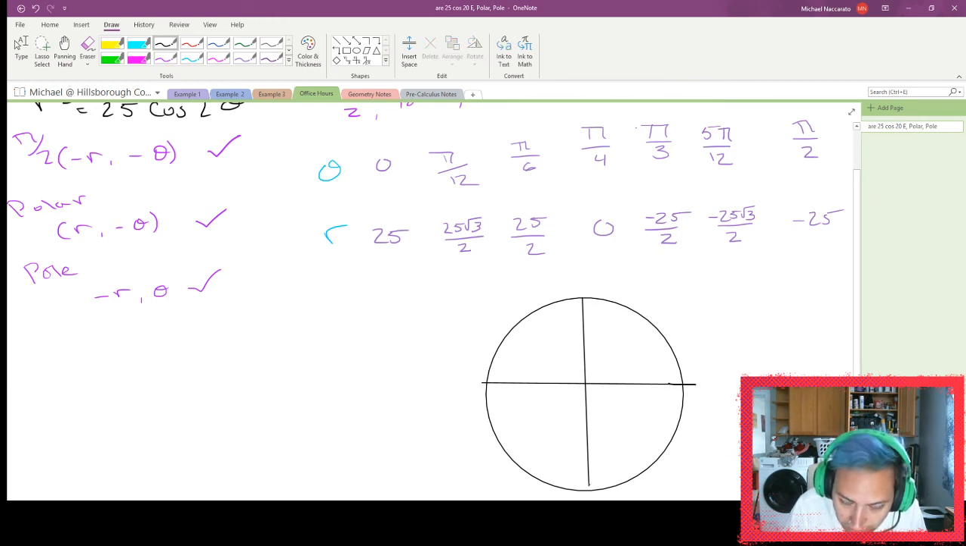So everything is less than 25. So we'll just say that that's 25 for the sake of simplifying this. So the first one I want to graph is I want to go to a radius of 25 and then put a point at 0.